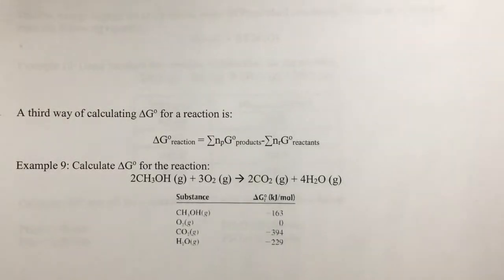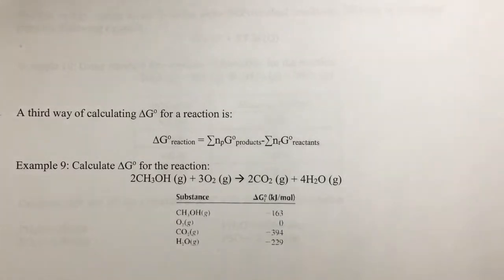So previously we were looking at ways of calculating free energy, or delta G. We said that there are 3 ways to calculate delta G. The first was delta G is equal to delta H minus T delta S. The second way that we talked about was Hess's law. The third way that we can calculate delta G should look super familiar.